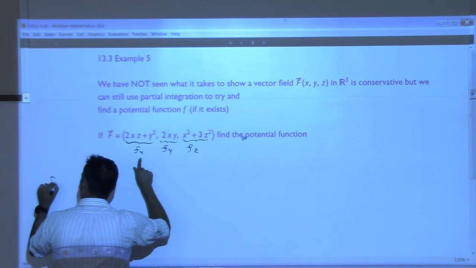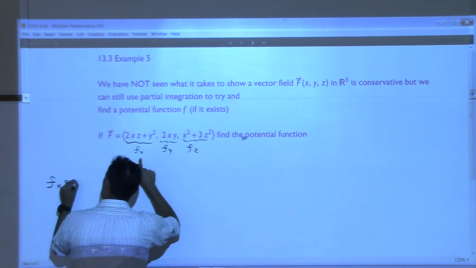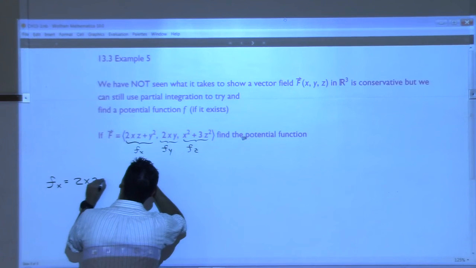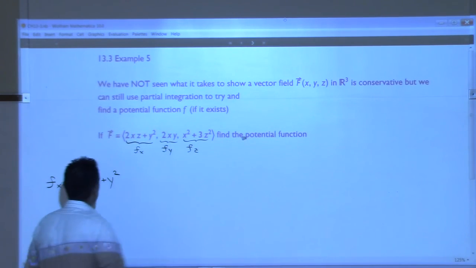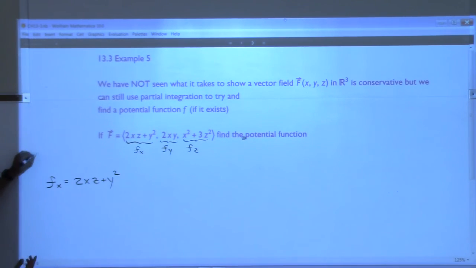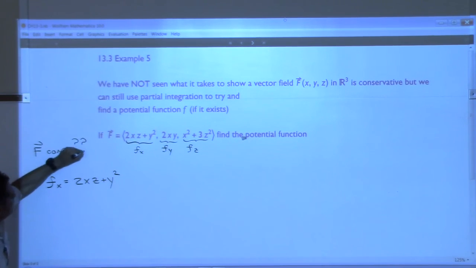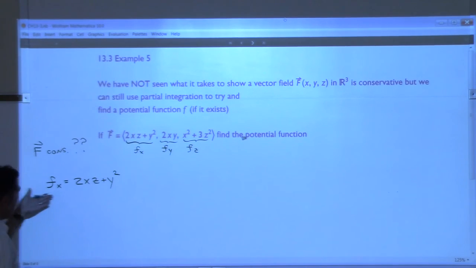We know that the partial of little f with respect to x must be 2xz plus y squared. Okay. So remember, we don't know if f is conservative. We have no idea. But we're going to see if we can find little f. If we can, then we can say it's conservative. All right, so we start here, matching this up, and now we integrate with respect to x.